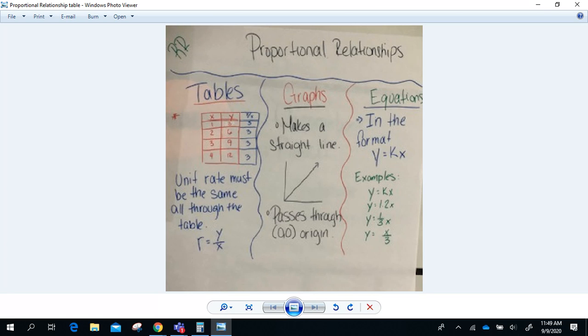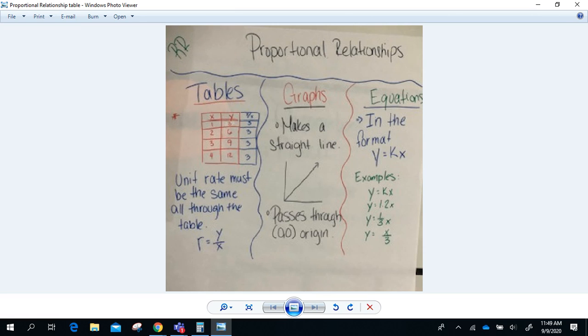So you'll notice that I made a table and then I added a blue column. So I kind of color coded. And that blue column is my y over my x. And it has 3 all the way down. So the unit rate is the same, making it proportional.